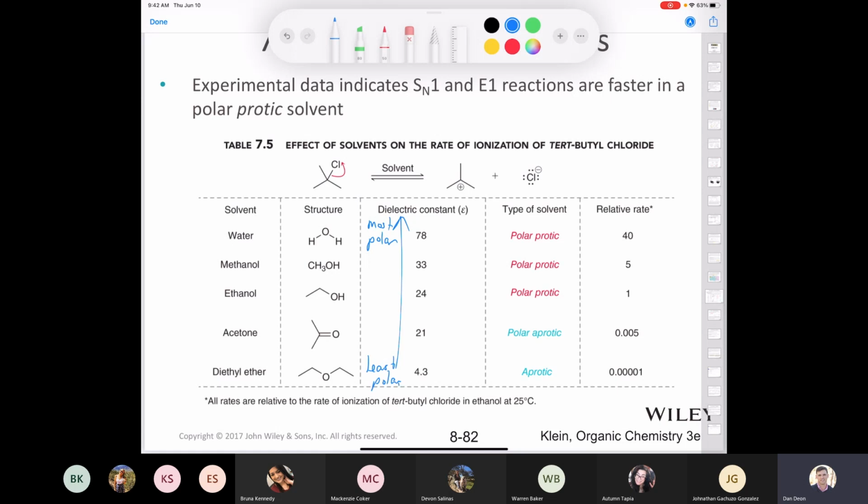So again, the reason why is because a polar protic solvent can both stabilize an anion and it can stabilize a cation. So that facilitates the loss of the leaving group because we end up with the carbocation being stabilized and the anion stabilized. And again, that just increases the rate of the reaction because everything's more stable.